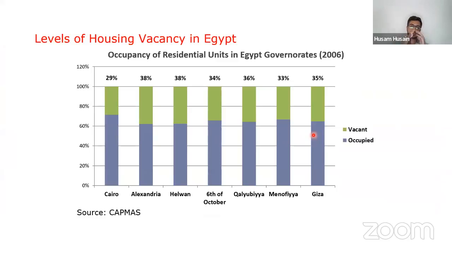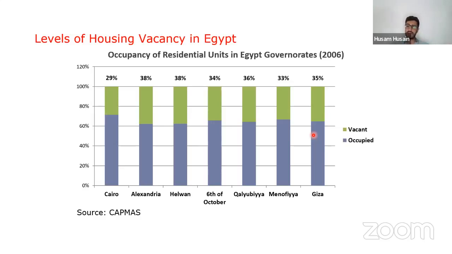On the other side, looking at the housing vacancy in Egypt, there are numbers that we cannot understand. In front of us, according to CAPMAS, we can see different governorates: Cairo, Alexandria, Helwan, 6th of October City, Menofia, and Giza. In blue, we can see the occupied number of houses, of residential units, and in green, we can see the vacant ones. So these are existing vacant units.